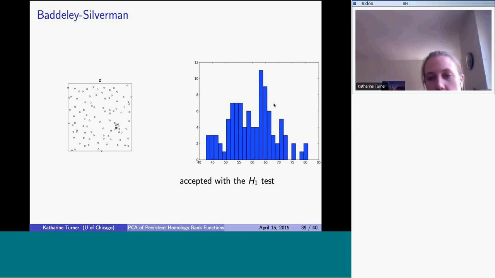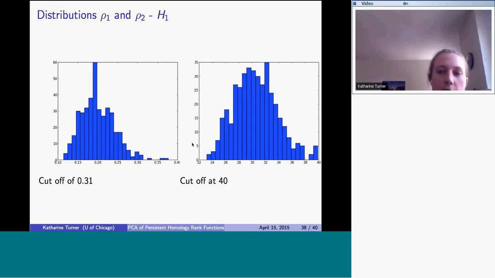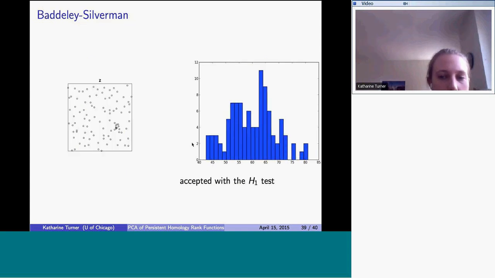On the right here, I've just got the distribution of the distances to the first 80 dimensions. None of them are within 40 of the top 8 dimensions, yet everything was within 40 for the completely spatially random case. So none of them were accepted with the H1 test.